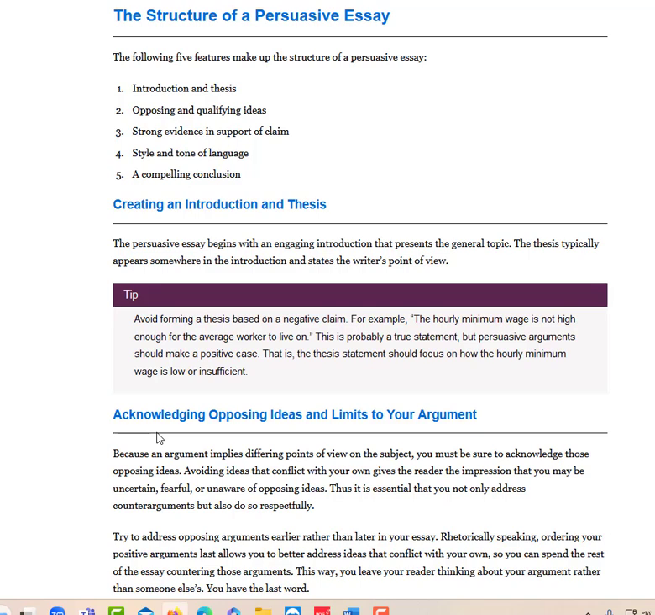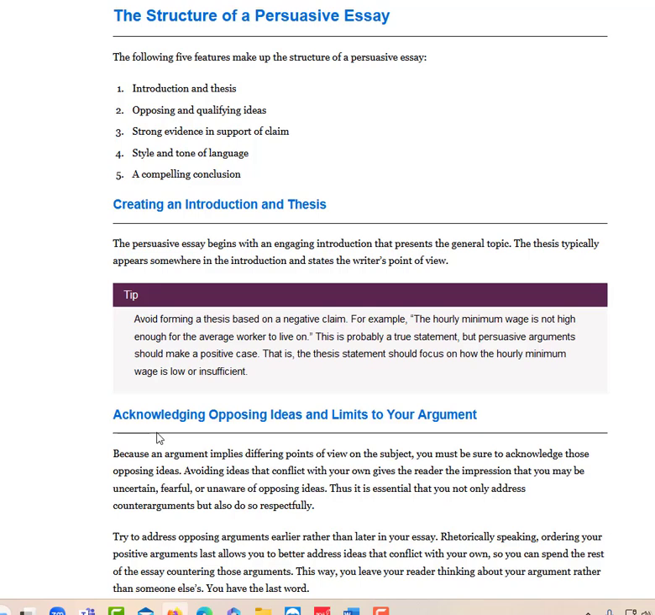Tip: avoid forming a thesis based on a negative claim. For example, the hourly minimum wage is not high enough for the average worker to live on. This is probably a true statement, but persuasive arguments should make a positive case. That is, the thesis statement should focus on how the hourly minimum wage is low or insufficient.